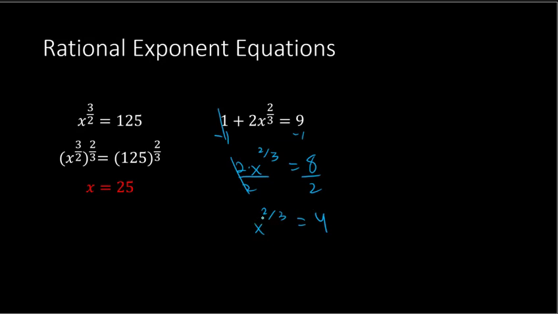And then lastly, we take care of the exponent. So again, our technique is, once we get to this point, we can raise both sides to the reciprocal power, which would be the 3 over 2 power. On the left side, that would give you x, because 2/3 to the 3/2 power cancels to give you 1. And so we have x equals 4 to the 3 over 2 power.